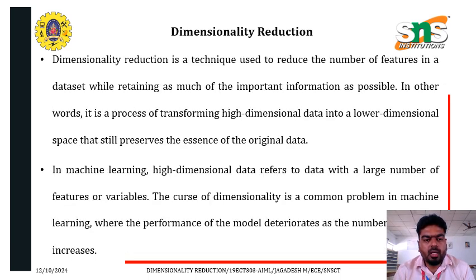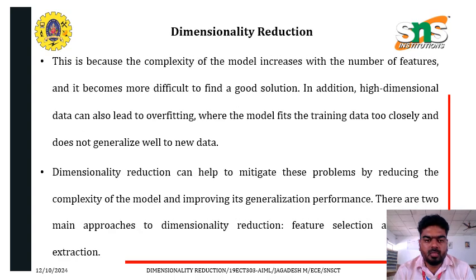So dimensionality reduction is the process of transforming high dimensional data into a lower dimensional space that still preserves the essence of the original data. In machine learning, high dimensional data refers to data with a large number of features or variables. The curse of dimensionality is a common problem in machine learning, where the performance of the model deteriorates as the number of features is increased. This is because the complexity of the model increases with the number of features, and it becomes more difficult to find a good solution.